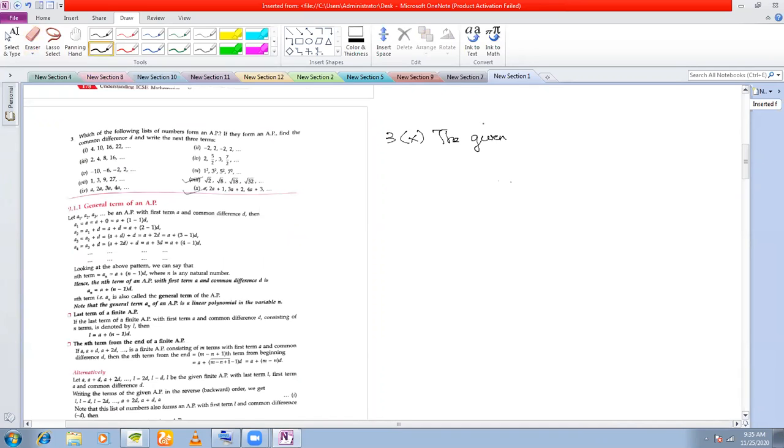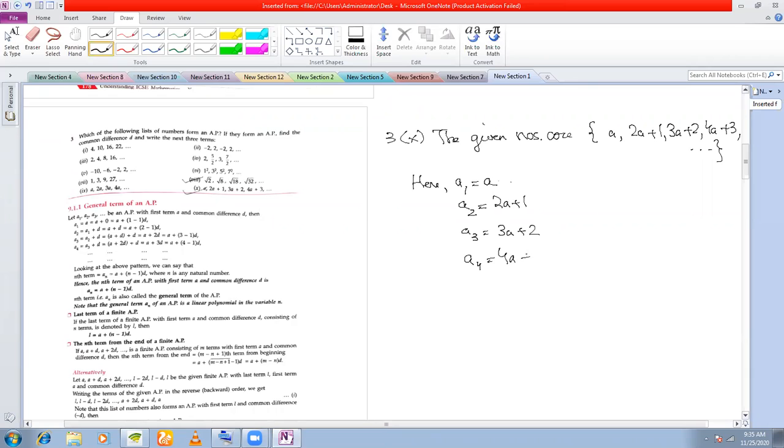The given numbers are A, 2A plus 1, 3A plus 2, 4A plus 3, and so on. Okay, so consider this one as our A. A1 is our A. Second term A2 is 2A plus 1. Third term A3 is 3A plus 2. Fourth term is 4A plus 3, and so on. Okay, these are numbers that are given.